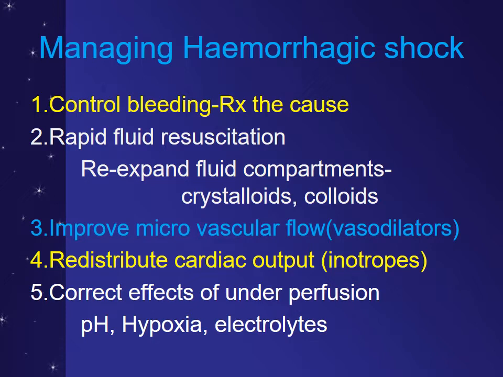Right, so in a nutshell, when we manage a patient who is in hemorrhagic shock, we need to control bleeding as early as possible and start rapid fluid resuscitation immediately, trying to re-expand the fluid compartments with intravenous fluids, crystalloids or colloids, whatever is available, improve microvascular flow, try to redistribute the cardiac output, use inotropes, and correct effects that happen due to underperfusion like low pH, hypoxia, and electrolyte imbalances.